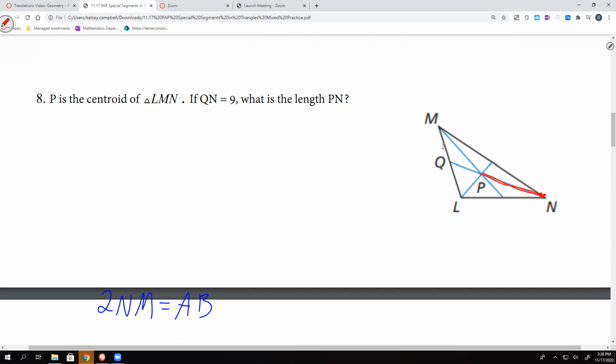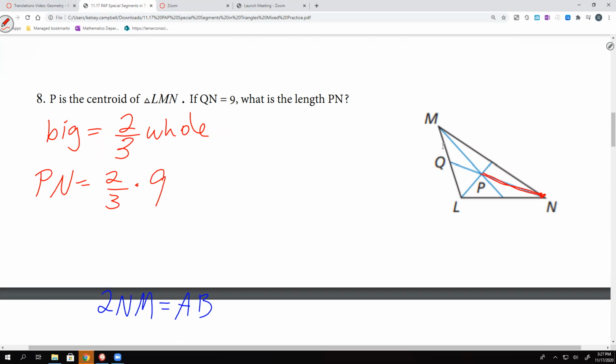Yep, perfect. Okay, so, I told you, geometry makes you think. It makes you have to think. Your big one, how much of your big one is it? 2/3. Your big piece is 2/3 of the whole thing. Let me say that properly. So PN is 2/3 of QN, which is 9. And what's 2/3 of 9? 6.